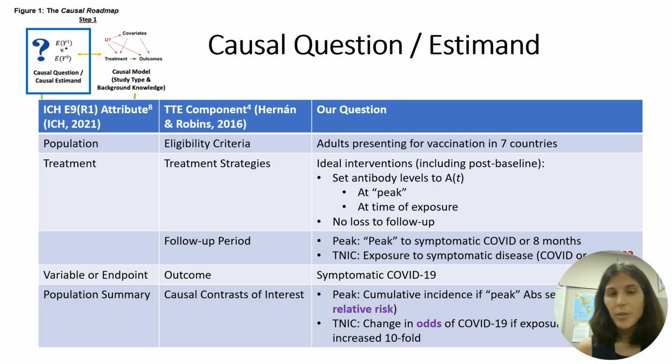And our population summary or causal contrast of interest. For the peak design, this would be the cumulative incidence if peak antibodies were set to a certain level, or it might be the relative risk comparing different antibody levels. In the test negative design, this is a case control study, so we might be interested in the change in odds of COVID-19 if exposure time antibodies were, say, increased tenfold.